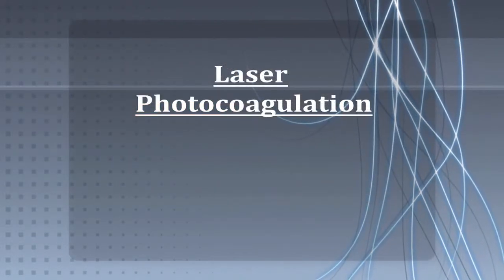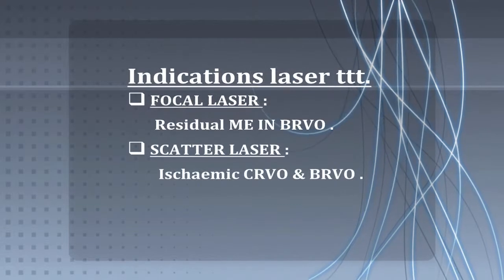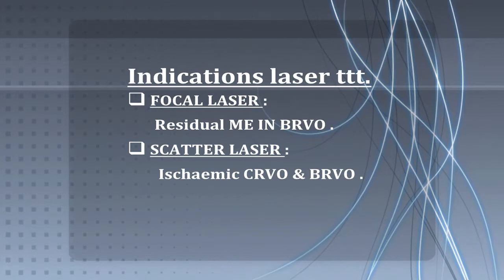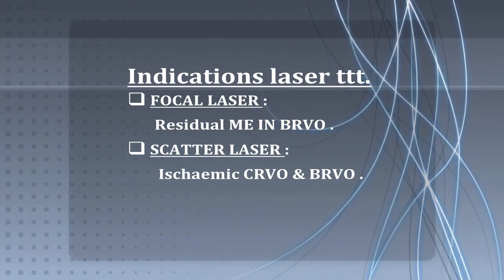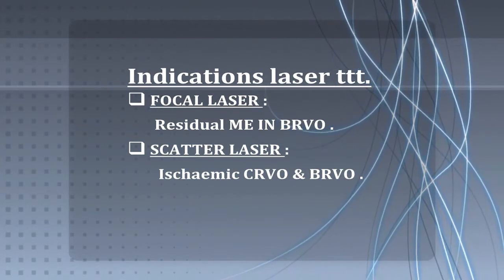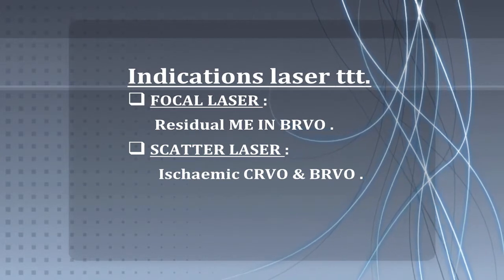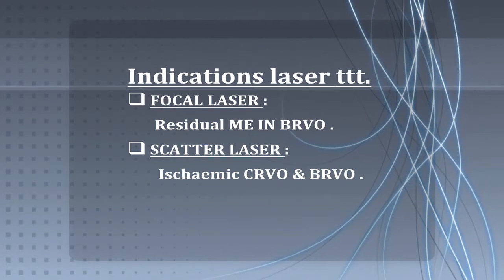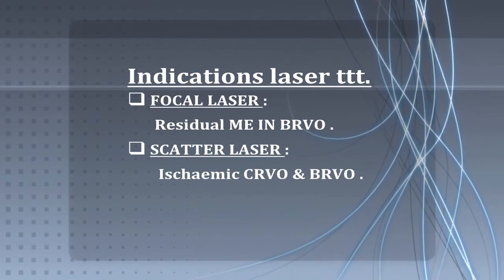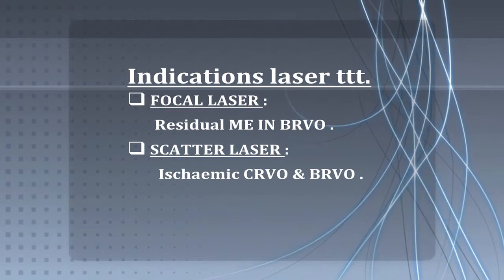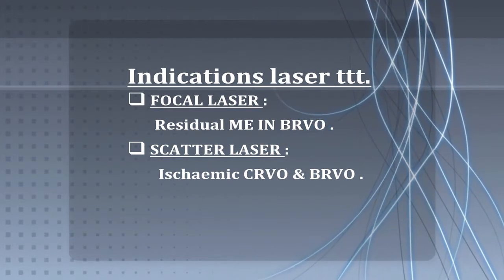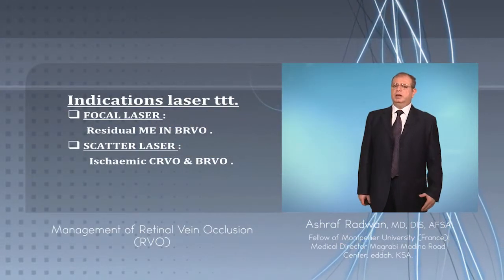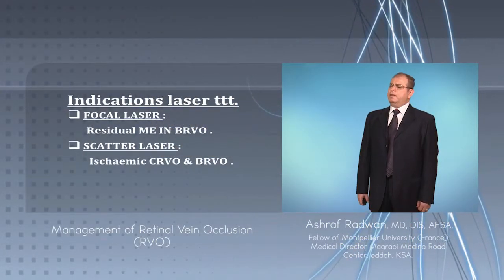Laser photocoagulation. The indication of laser treatment by the use of the focal laser is just for the residual macular edema in branch retinal vein occlusion. We don't use it in central retinal vein occlusion. It is just for branch retinal vein occlusion, and not from the start. It is just for the residual mild edema. We can intervene by making focal laser if it doesn't stop after repeated injection with intravitreal anti-VEGF.